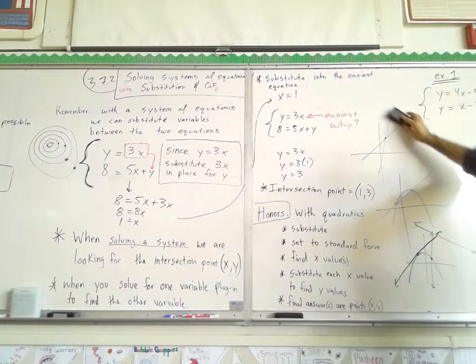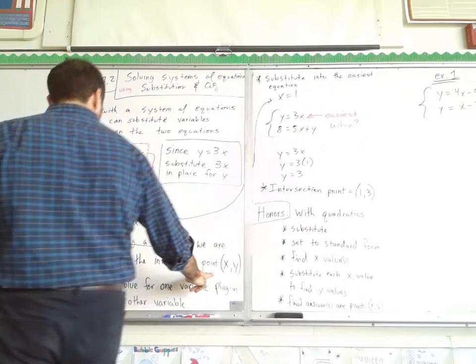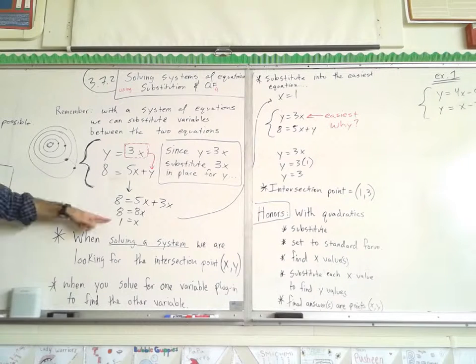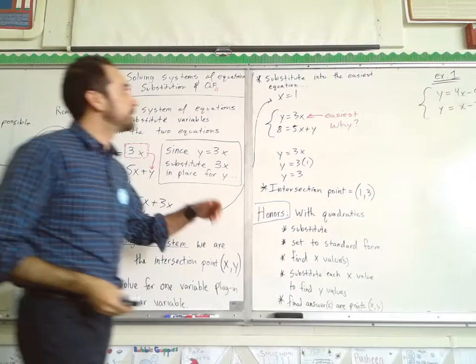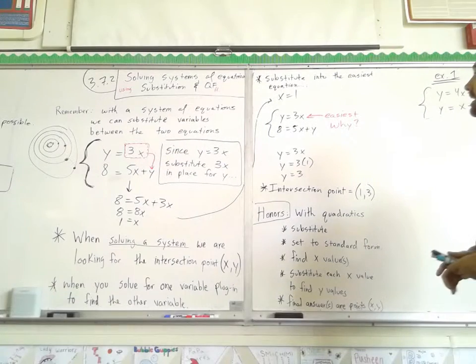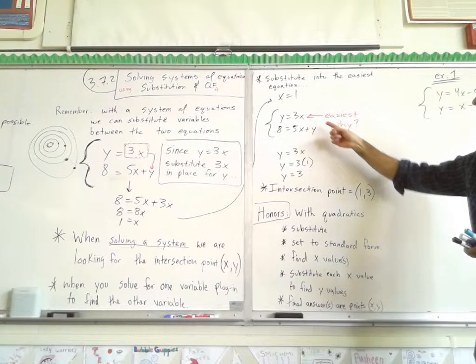All right. So we're looking for an intersection point. When you solve for one variable, plug in to find the other variable. Pretty straightforward. So we're going to use this example. We solve x is equal to 1. So we bring it over here. And my suggestion is look to see what kind of system you have and which is the easiest equation. So I point to this one. Somebody just give me, in your own words, why is that the easier equation to plug into?